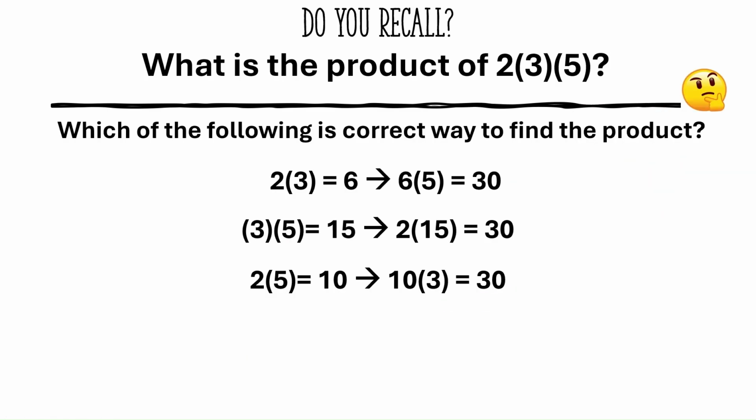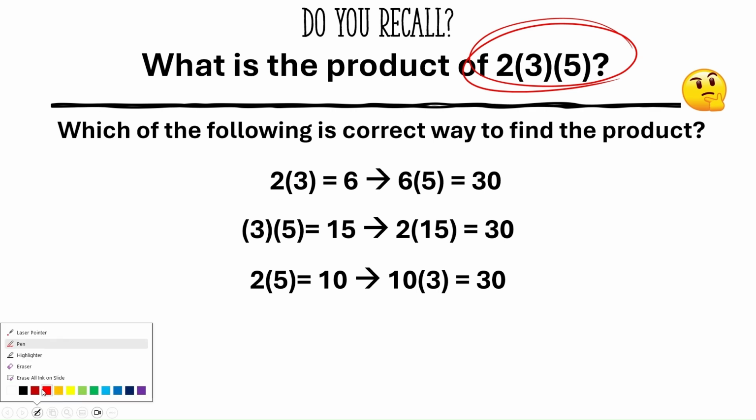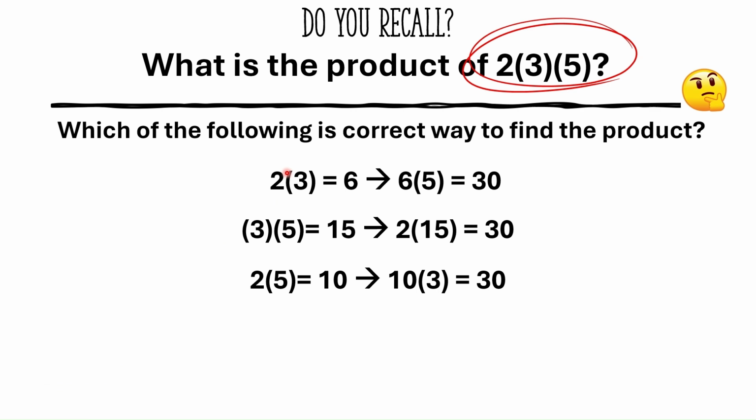All right, now we're going to recall some information when we're talking about the product of, say, 3 factors. We know that if I have 2 times 3 times 5, I can look at, let me do my laser pointer, there we go, 2 times 3, which is going to give us 6. So we're not going to do 2 times 3 and then 2 times 5. We're only going to do 2 times 3, which will give us 6. Then we're going to do 6 times 5, which is going to give us 30. Okay, so that checks out.